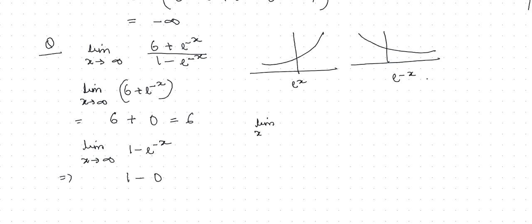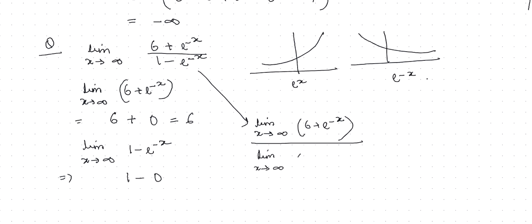We can write this as the limit of 6 plus e^(-x) as x tends to infinity over the limit of the denominator. This is a property of limit laws, that we can find the limit of the denominator and numerator separately. Then when we substitute the values, this will be 6 plus 0 over 1 minus 0, which is 6.